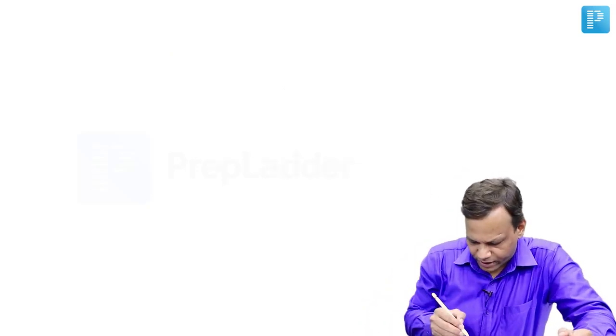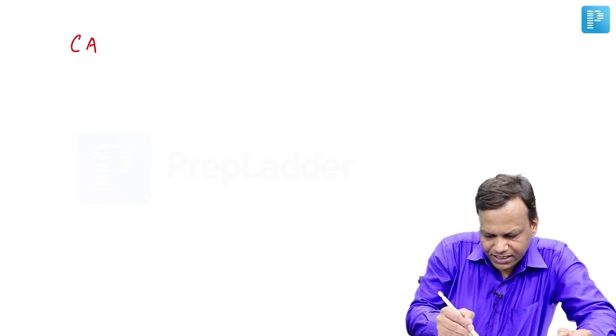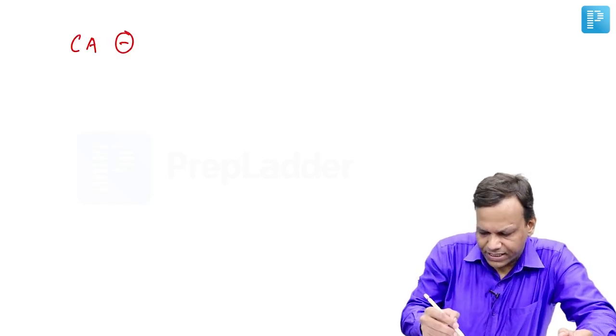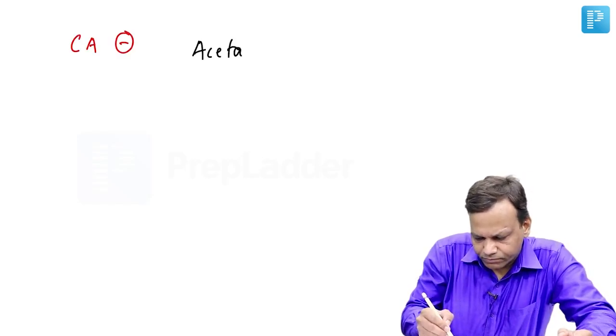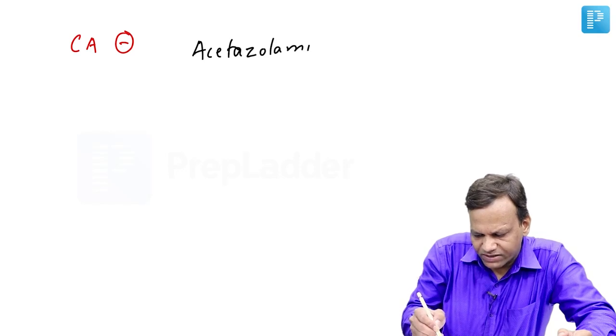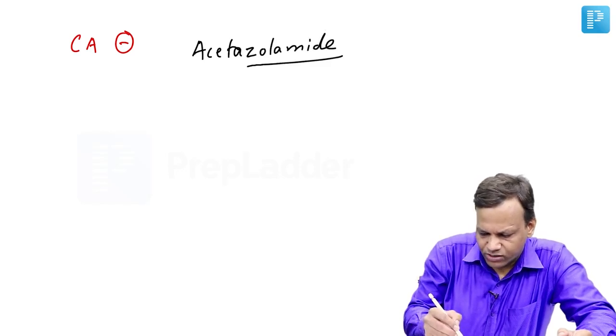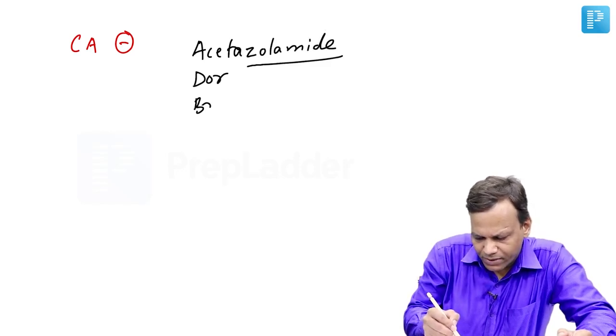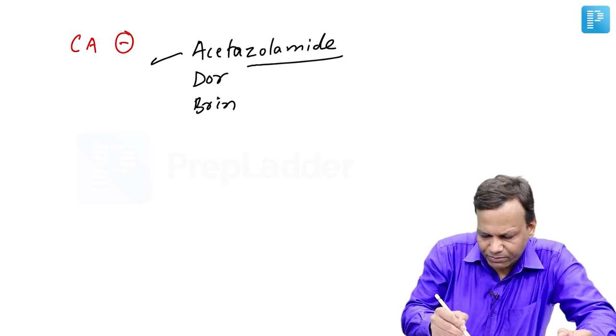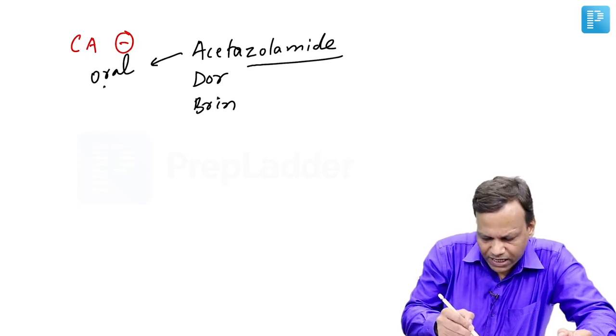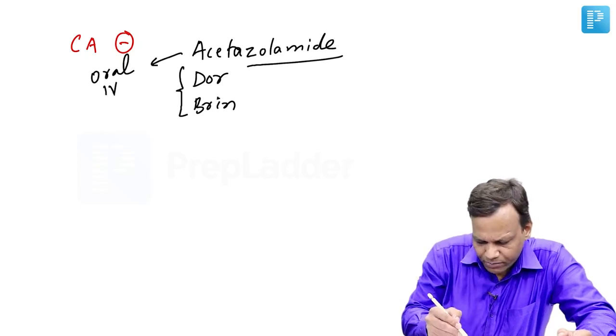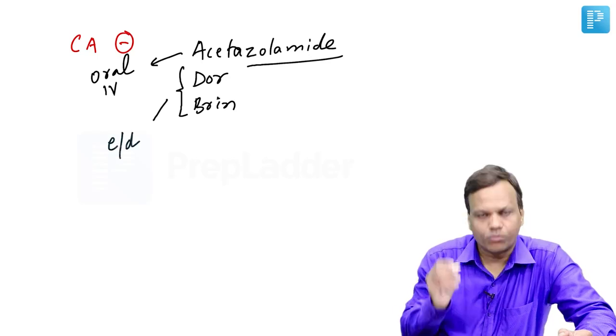Then the second type of diuretics are carbonic anhydrase inhibitors. Examples are acetazolamide or any drug whose name ends with zolamide. We have acetazolamide, dorzolamide, and brinzolamide. Acetazolamide can be given orally as well as IV, whereas dorzolamide and brinzolamide are used as eye drops.